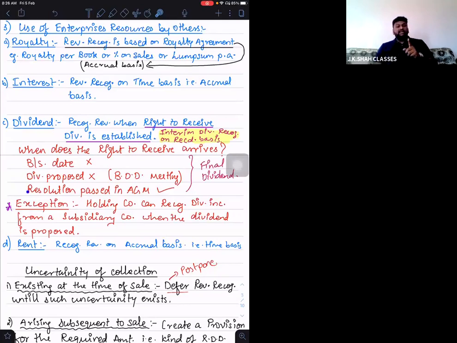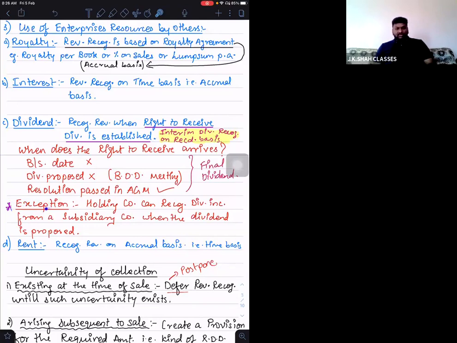It arrives only when the resolution is passed in AGM, that is, dividend is declared in the annual general meeting. And this is with respect to what? Final dividend. Because interim dividend, there is no problem. Interim dividend is recorded on receipt basis, right? But sir, here one small exception. And on this exception, a question can be raised. That is my gut feeling, because they can raise a question from this.